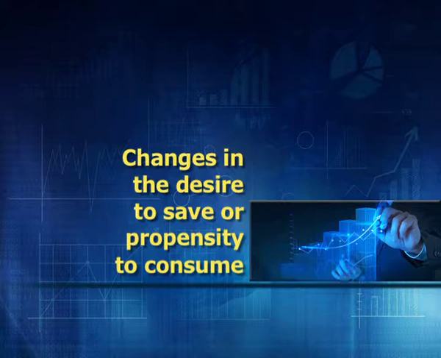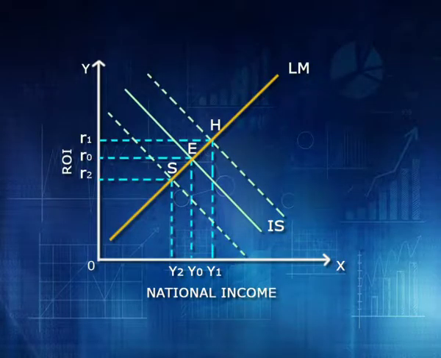Second, let us now observe changes in the desire to save or propensity to consume. Now say there is a change in consumption pattern. Say the desire to save falls, that is consumption increases. Thus the IS curve shifts rightward. With the LM curve remaining unchanged, we find a new equilibrium point at H with higher rate of interest and higher level of income at each level of rate of interest. Thus, a fall in desire to save increases the rate of interest and level of income simultaneously.